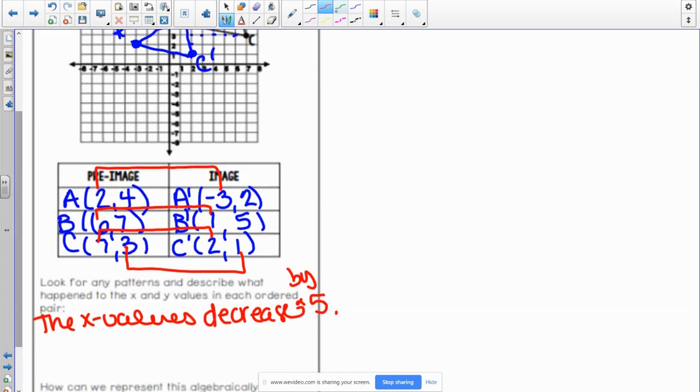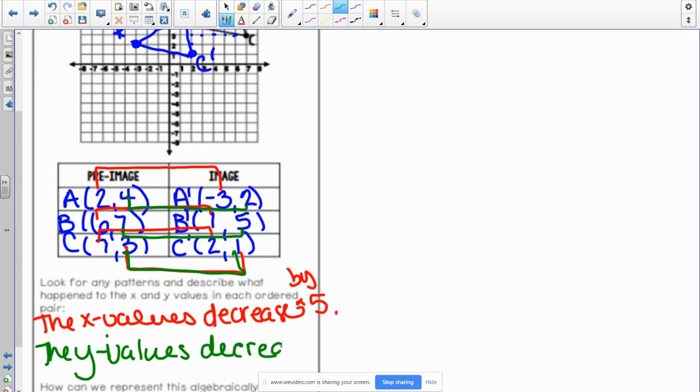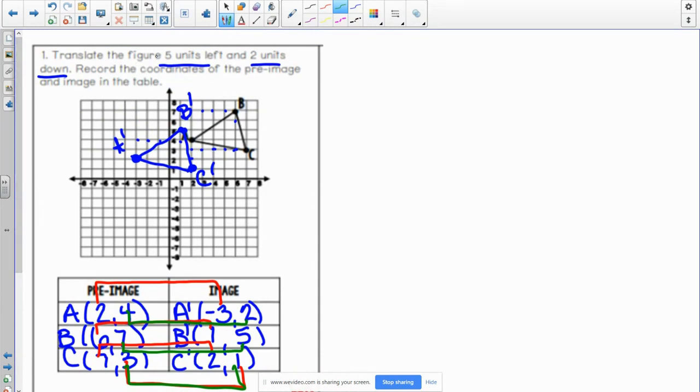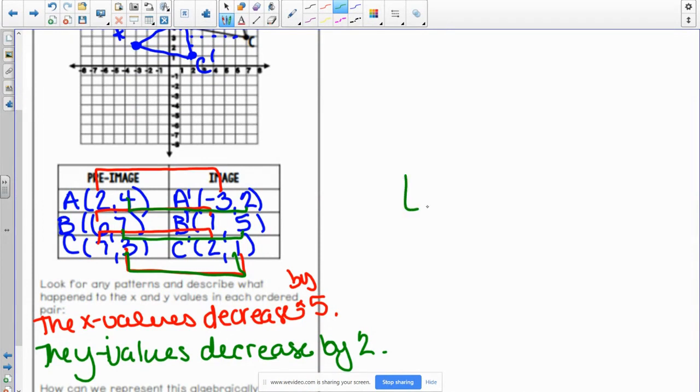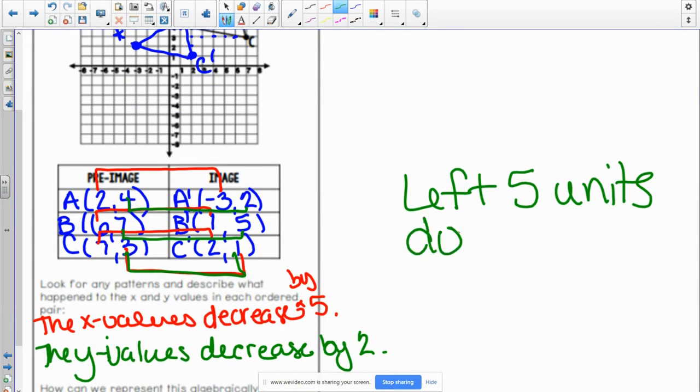If we look at the Y values, it starts at 4, it goes down to 2. Starts at 7, goes down to 5. Starts at 3, goes down to 1. So notice really quickly, I can say they decrease because they're going down in value, and by 2. Now, why is that interesting? If you go back to what we did, we took each point and went left 5 units, and we went down 2 units.